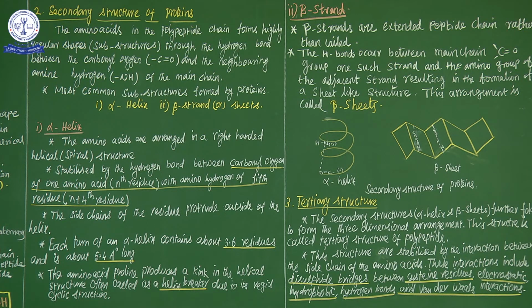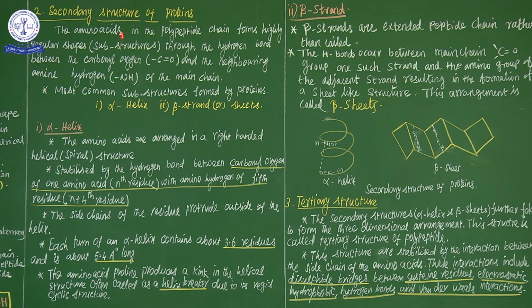So the main chain forms between the CO group and the NH group. So amino acids in proteins are linked by the CONH bond. Then a hydrogen bond forms between the CO group of that CONH bond and the hydrogen of the next NH group. So these are the most common substructures formed by proteins. The secondary structure is a substructure.